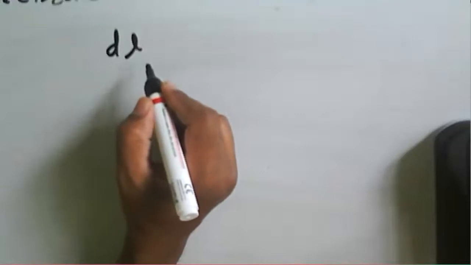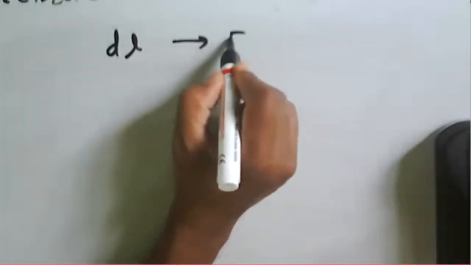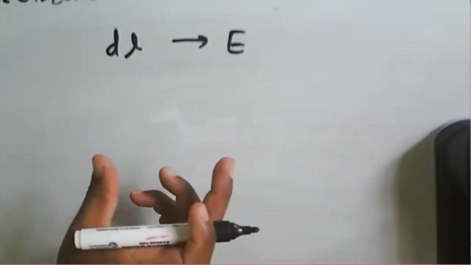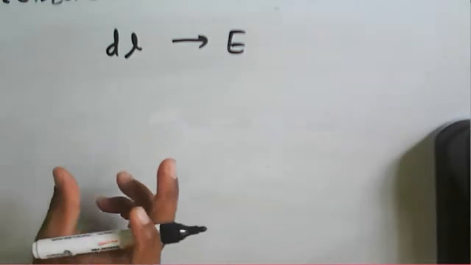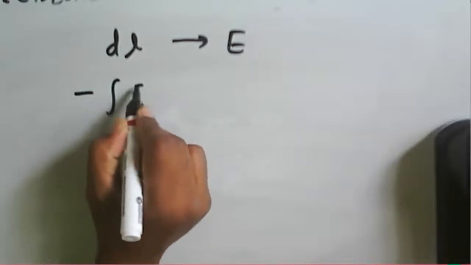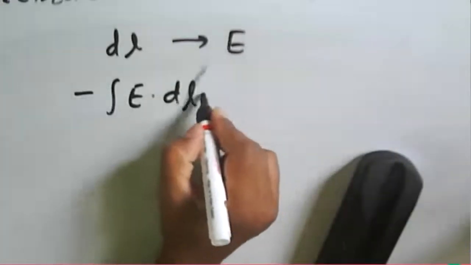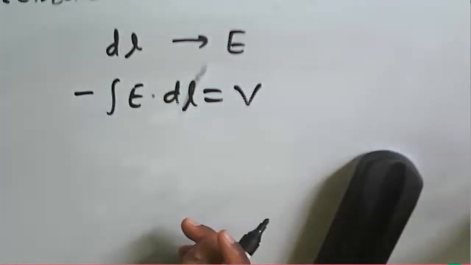Earlier when we talked about potential, we said that for a small incremental distance dl in the direction of the electric field E, what happens to the potential over that particular distance? Earlier we said that minus E into dl is equal to what? That is the potential we said.